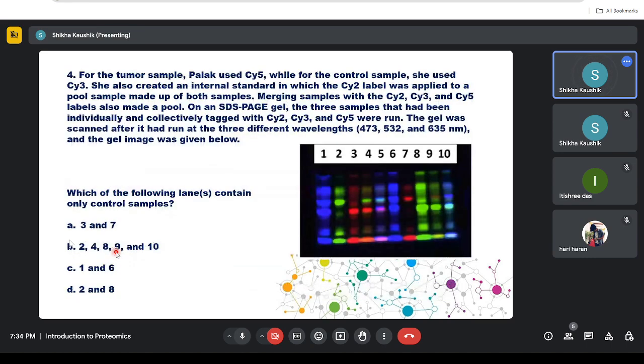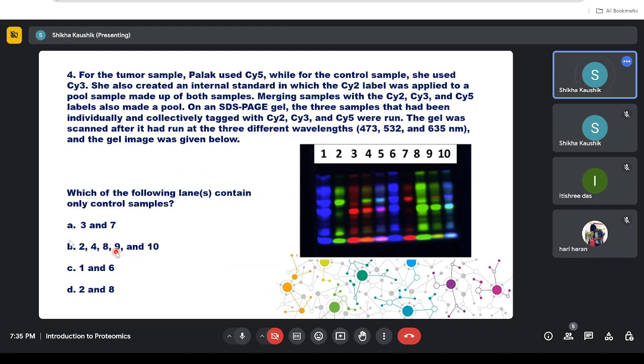color bands. Then coming to this question, for the tumor sample, Palak used CY5 while for the control sample she used CY3. The answers here are going to be on the basis of the excitation or the fluorescence they are giving. उसी से सारे आंसर आ जाएंगे. She also created an internal standard in which CY2 label was applied to the pool sample. So यहाँ पे CY2 जो है वो pooled sample हो गया हमारे control as well as tumor का, right?